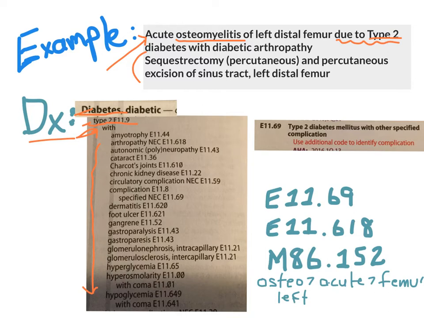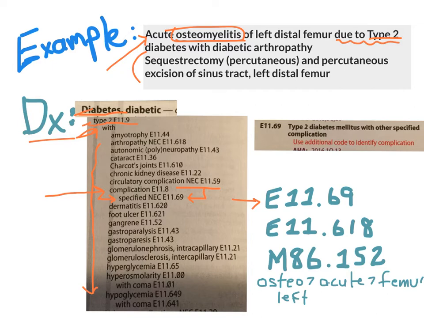So this is where we're going to pull in just a generic term right here, complication. So diabetes type 2 with complication, and then we're going to go down one more indentation level here to specified. It's specified as to what the complication is. It's the osteomyelitis. But that, again, is not listed as one of the main terms. So we're going to pull in E11.69, type 2 diabetes with a specified complication, which is the osteomyelitis.